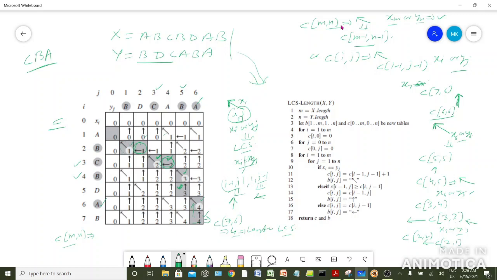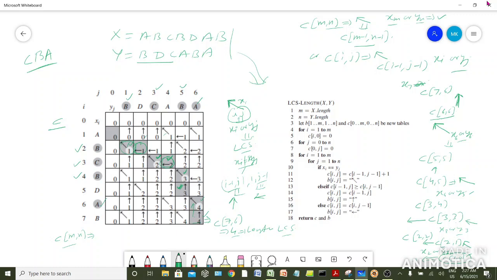Now C of 2, 1 contains a diagonal arrow. It means we can include x of 2 or y of 1. Just observe x of 2 and y of 1, they are both b. So include it. After including, we need to go to C of 1 and 0. Now we already know that C of 1 and 0 was equal to 0, which is the case when x1 was considered and the nil portion of y was considered. So there is no use going further.